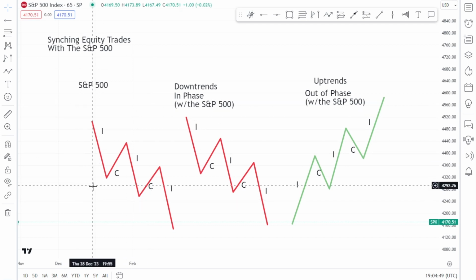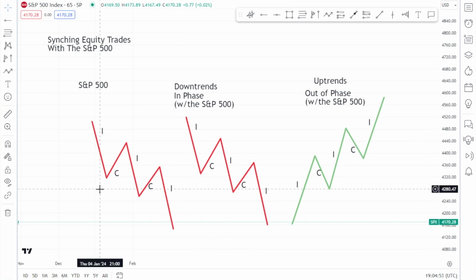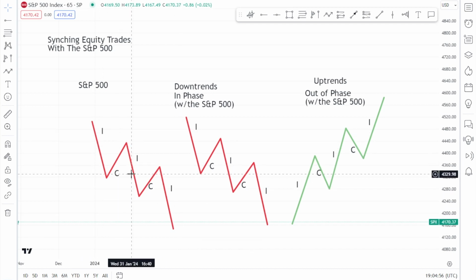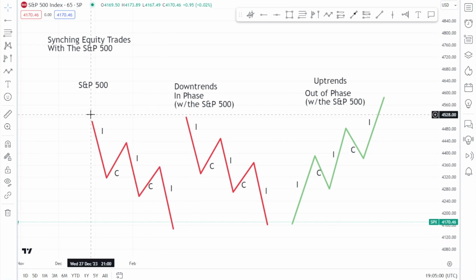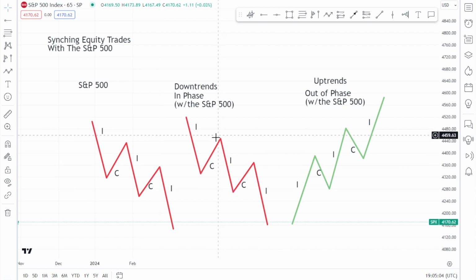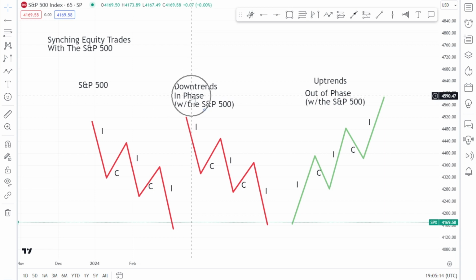So if I'm looking at the S&P and I see it's got a really well-structured downtrend, impulse, correction, impulse, correction, impulse, right? All right, so just assume that's our starting point. We get this nice downtrend. When you take these 500 stocks in the S&P and you break them down one by one and look at them, what you're going to see is if the trend's down, most of the trends within the S&P will be down.